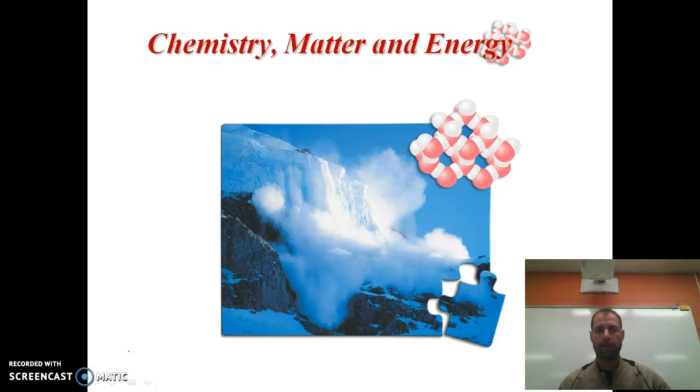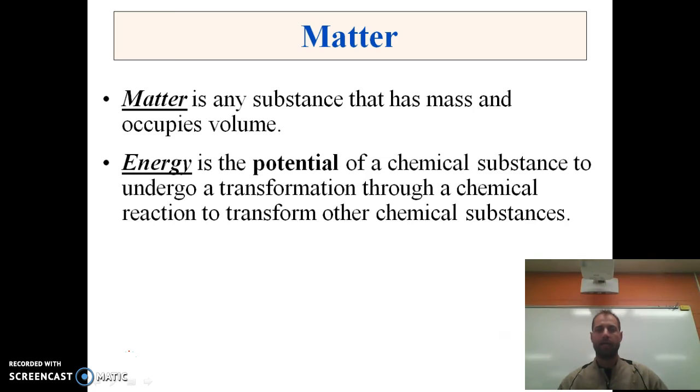Today we're going to be talking about matter and energy in chemistry. And so let's start off with a couple definitions. Matter is going to be a substance that has mass and occupies volume. It's going to take up space.